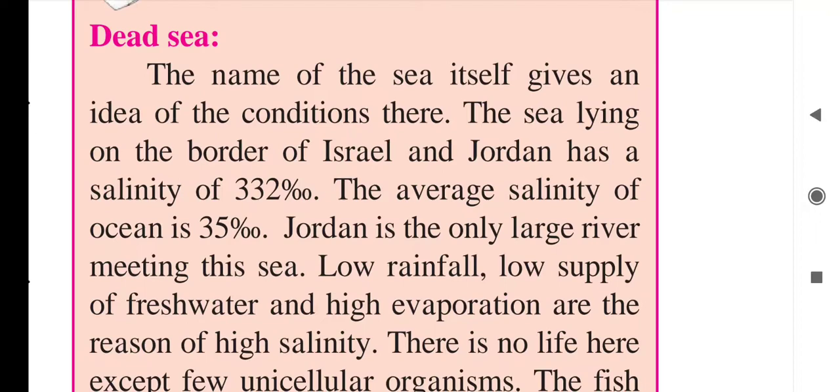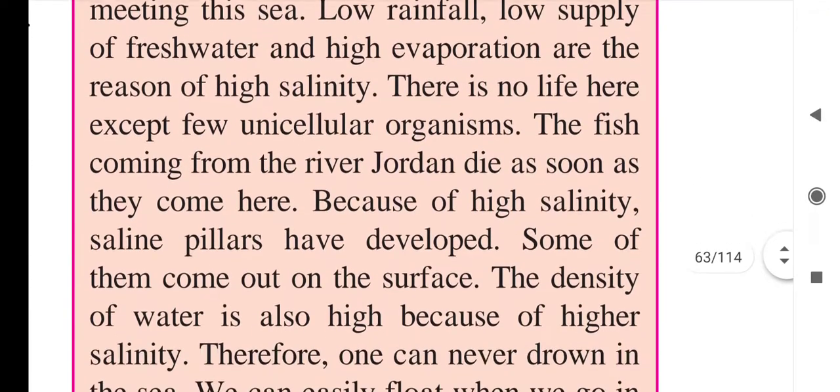Jordan is the only large river meeting this sea. So see students, the average salinity of the ocean is 35 parts per 1000, but here between Jordan and Israel we find 332 parts per 1000 salinity, so it is too high. Low rainfall, low supply of fresh water and high evaporation are the reasons for the high salinity.